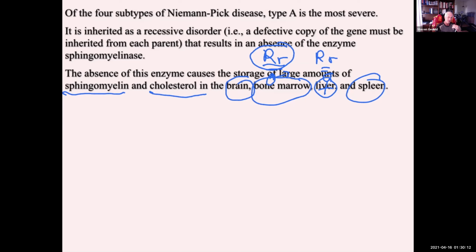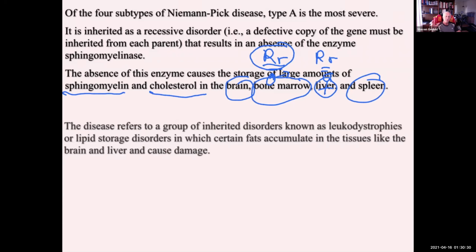The liver filters toxins in the body. If all the fat deposits in the liver, the liver can't function. And the spleen is the recycling center for your red blood cells. You can live without a spleen. That's probably the least invasive one to lose. So the disease refers to a group of inherited disorders known as leukodystrophies, or lipid storage disorders. The lipids that are made cannot be broken down. If they can't be broken down, they're going to end up somewhere. In different diseases, those lipids are stored in different areas. In a lipid storage disease, certain fats accumulate in tissues like the brain and the liver and cause damage.